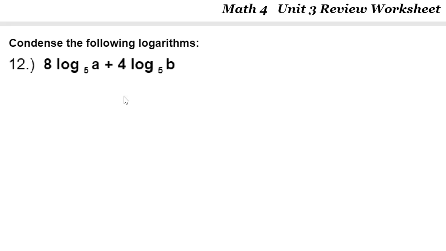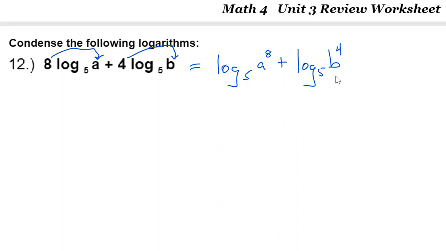Now, this one, the first time I tried it, I thought to myself, ooh, there's a common factor of 4 there. Let me factor out the 4 and watch what happens. And I actually created more work for myself. Let's watch what happens when we simply move these back in front and say log base 5 of a to the 8th plus log base 5 of b to the 4th. Means that we will say log base 5, and these will be multiplied. And that's about as condensed as you're going to get.